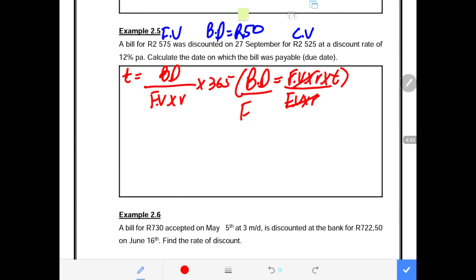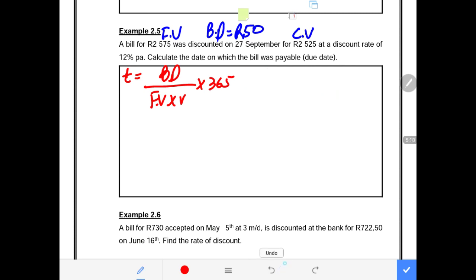Then if you are looking for the rate, what do you do? You make the rate the subject of the formula. Then you divide by face value times T, because you want T to cancel T, and this cancels this, so that whatever you do on the right hand side, you do on the left hand side. Then that will be the formula for the interest, which is the rate. But I'm focusing on our T, which is our unexpired period. Remember, T is the period between the discount date and the due date of the bill.